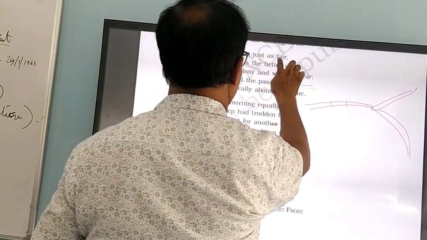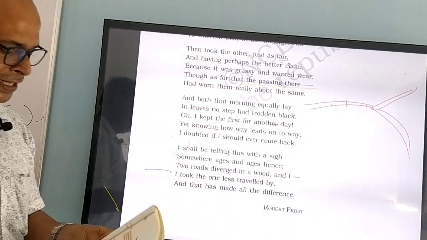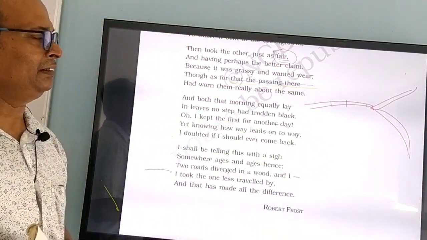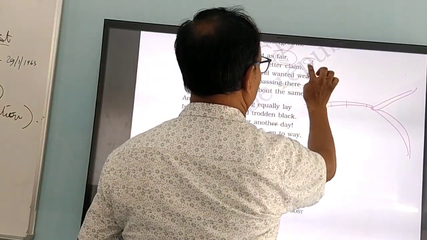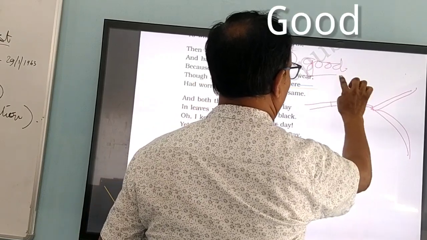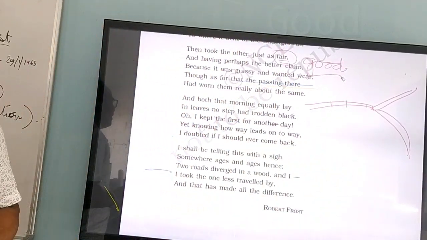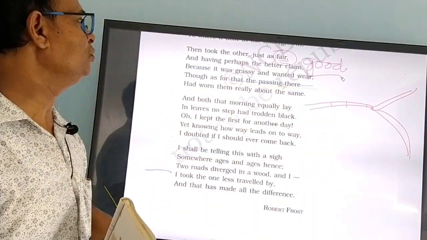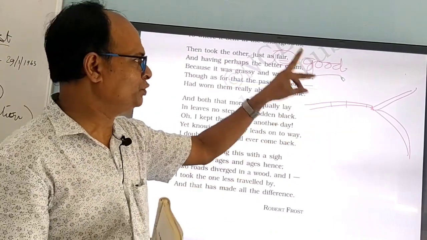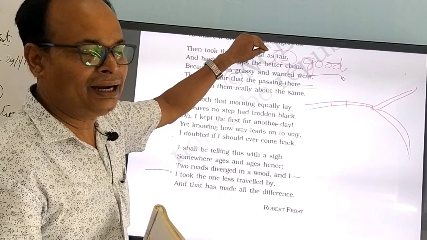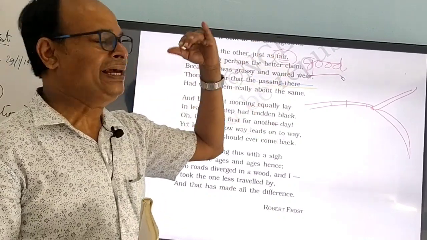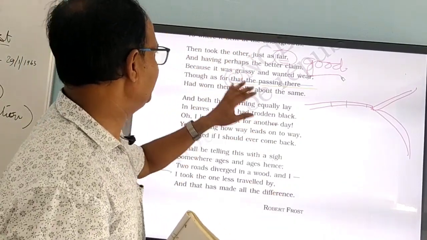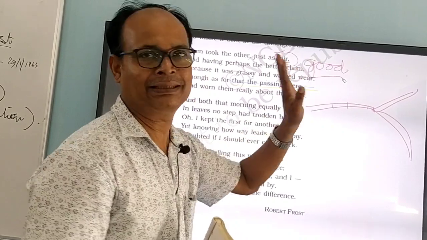Took the other just as fair. What is the meaning of fair? Fair means good. Fair means not the white one here. Fair means white also, but here it will not be white. So it means good. It means both the roads were good. Then I took the other one, and this was as good as the earlier one. And I also thought that perhaps this is having the better claim.